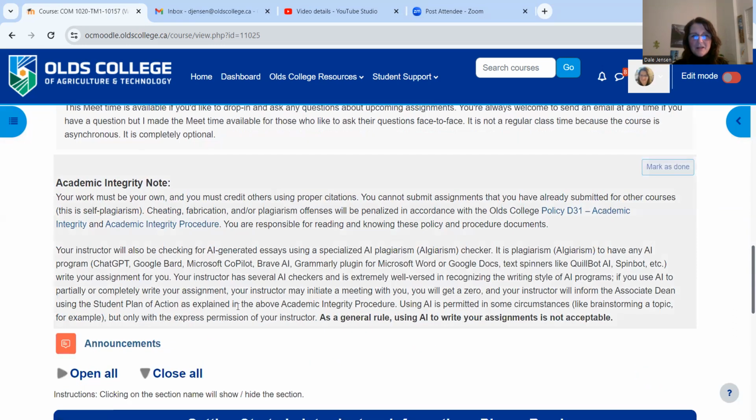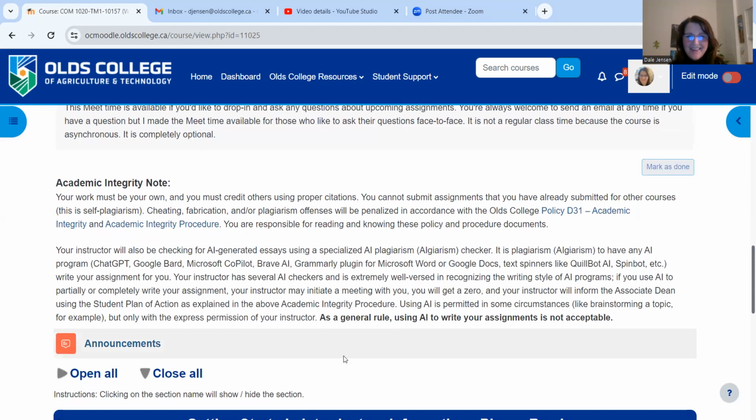This academic integrity note is needed now because, well, because of AI, and not the academic integrity kind of AI.